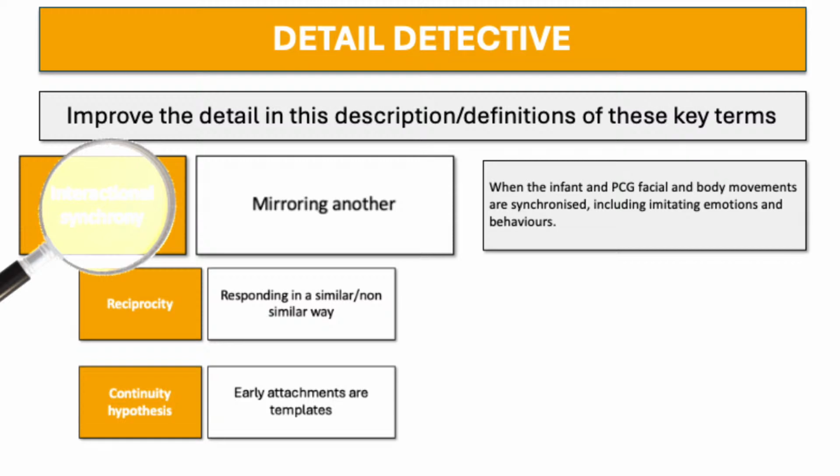So let's have a look at that first one that we did, interactional synchrony. We might elaborate that by saying when the infant can imitate facial and body movements, and they're synchronized, including imitating emotions as well as behaviors. And I think a couple of you quoted the emotions and behaviors. That's really, really good and effective.